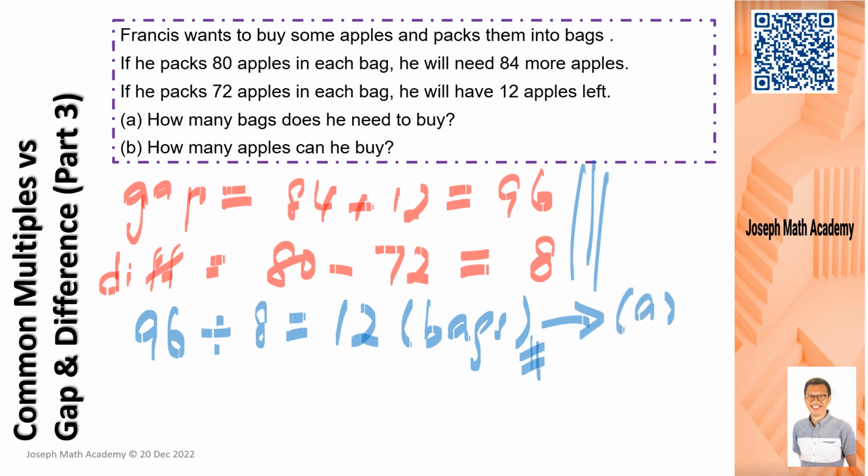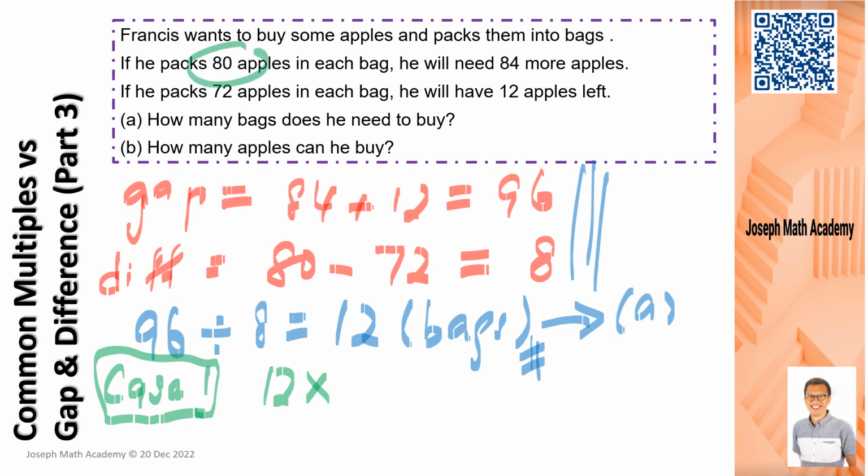Now, if he needs to buy 12 bags, then how many apples can he buy? So to do this question, we have to use case 1 or case 2 to solve. Okay, let me use case 1. So I use case 1. Right? 12 bags. Each containing 80, short of 84. Alright? So if I do this using order of operation, I get this.